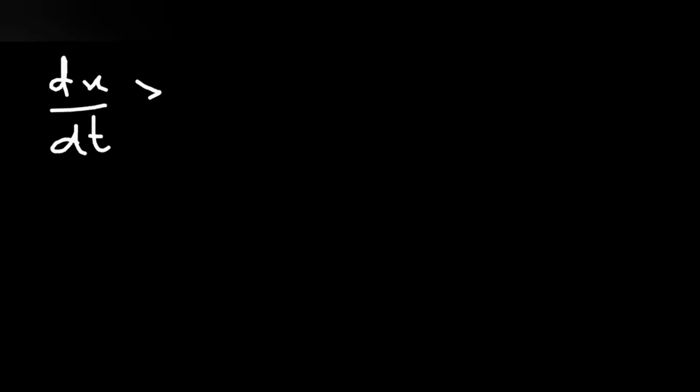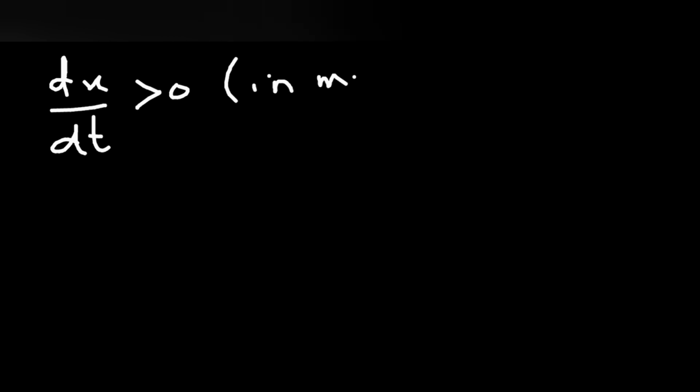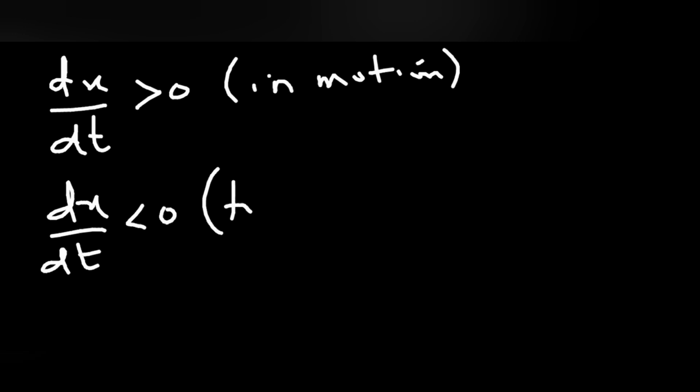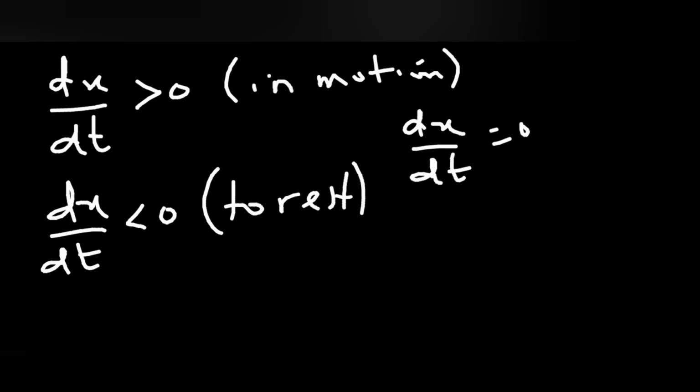We should, however, be mindful of the following. 1. If dx/dt is greater than 0, that means the body is moving away from rest, that is, the body is in motion. If dx/dt is less than 0, the body is coming to rest. And lastly, if dx/dt is equal to 0, the body is at rest.